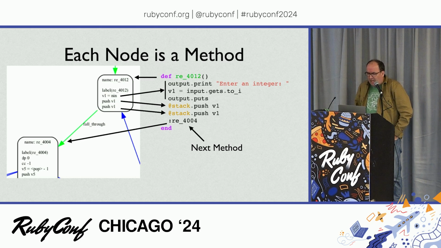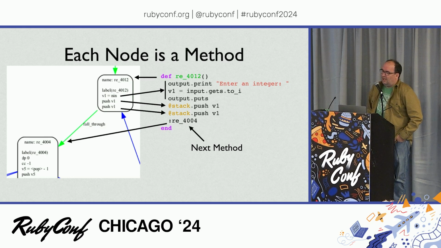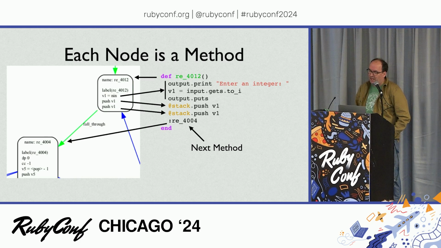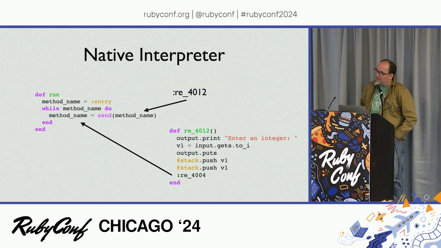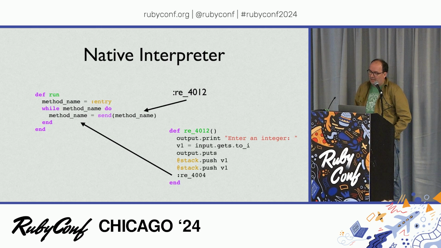But if we look at how we transpile it, v1 equals n in for numeric input. We just print out prompting for the number, and then we get it from the IO and convert it to an integer. The pushes are pretty obvious what's happening here. And then the very last line is the next method that we have to execute. So now if we look at this version of the interpreter, we're basically just sending to all these generated methods, and they just return the next method to execute.